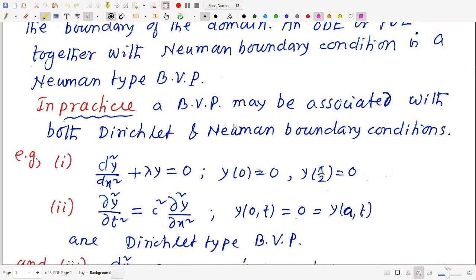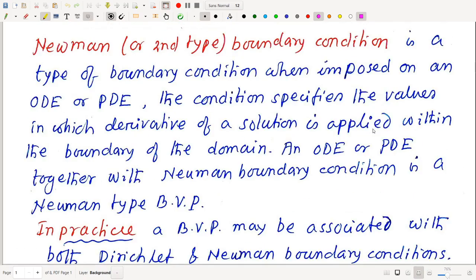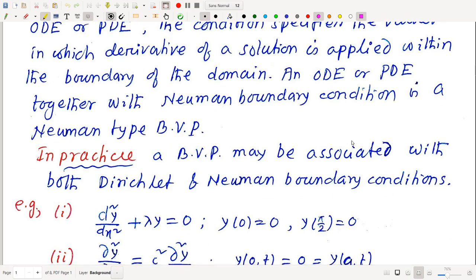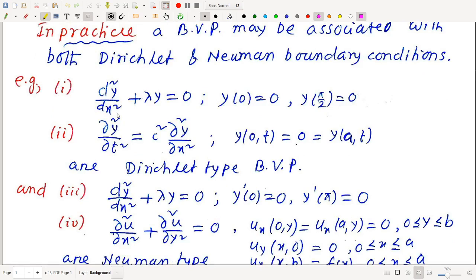In practice, a boundary value problem may be associated with both Dirichlet and Neumann boundary conditions. Means the condition imposed on the solution may be values of the solution at some specific points or values of the derivative of the solution at some specific points. So that's a mixture. For example, d square y by dx square plus lambda y equal to 0. Lambda is arbitrary constant with the condition y at 0 is 0 and y at pi by 2 is also 0. That is y equal to 0 when x is 0 or pi by 2.